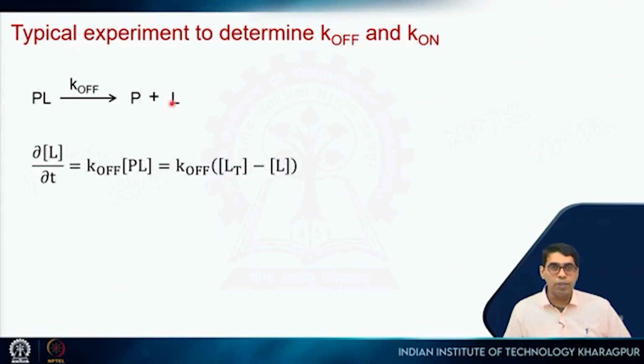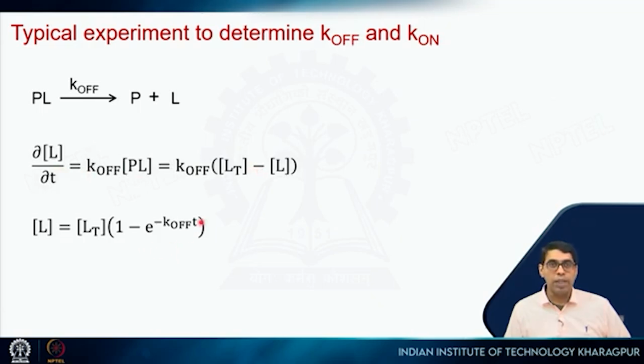So, if we focus on this, then we can say that the rate of ligand formation is nothing but the off rate multiplied by the concentration of the protein ligand complex, which is this. Now, we can replace PL by L total minus L, right, because L total will be the free ligand plus the protein ligand complex. So, we can solve this equation and we can get something like this, where the free ligand concentration depends on the total ligand concentration times 1 minus e to the power minus k off times t, right. So, this is the first order reaction and this is what you get.